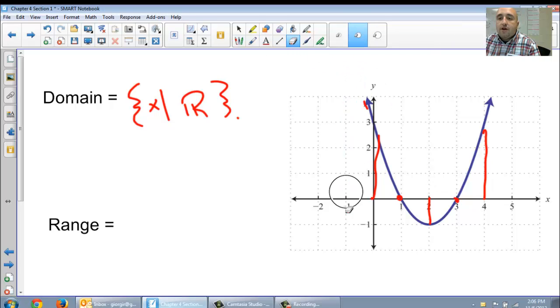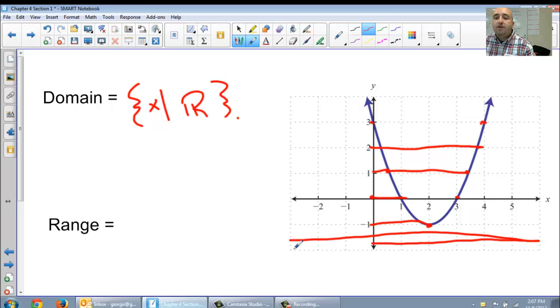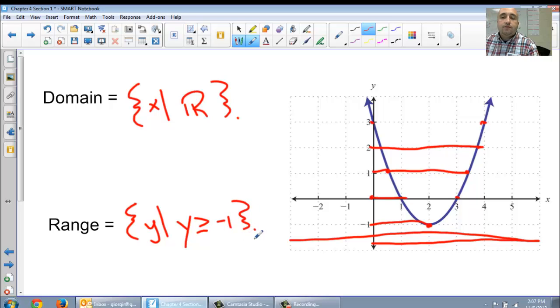Okay, now let's try the range now. Range might be a little different for this one. At 1, it touches my graph twice actually. 2, it touches twice. 3, it touches twice. 0, it touches twice. -1, it actually just touches one time. And if you notice, anything below -1, it's never going to touch my graph. Okay? So what should I write for my range? Y bar. Y is greater than or equal to, notice what's my bottommost point? -1. And there's my range.